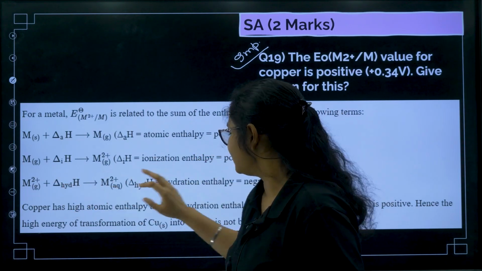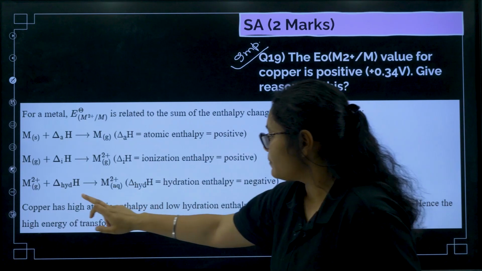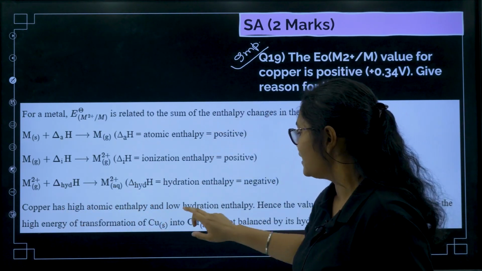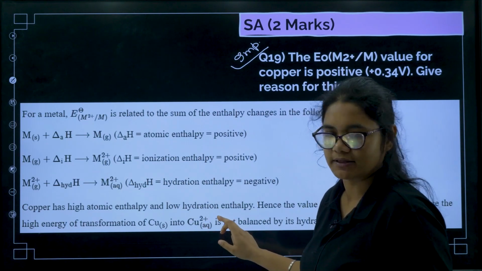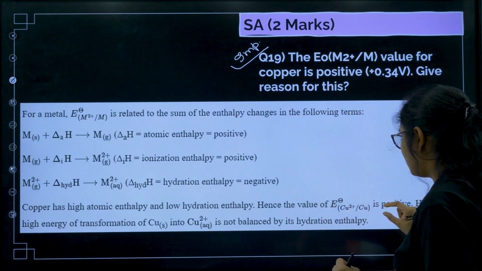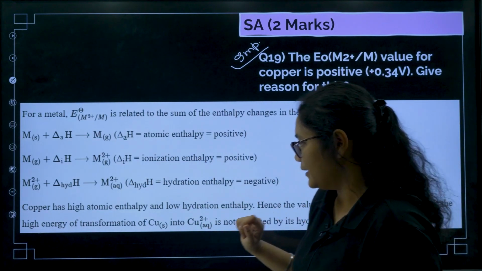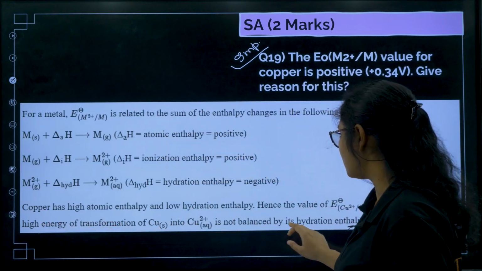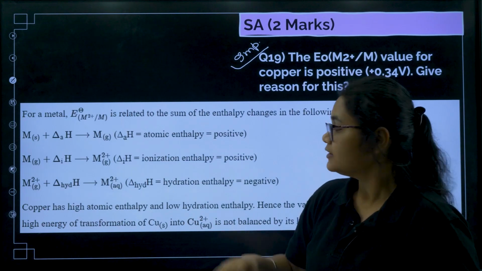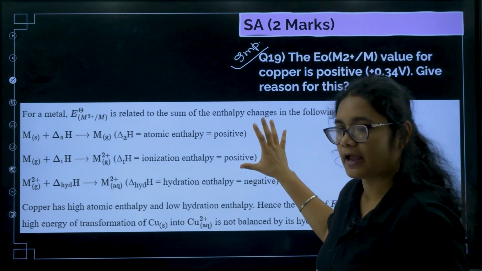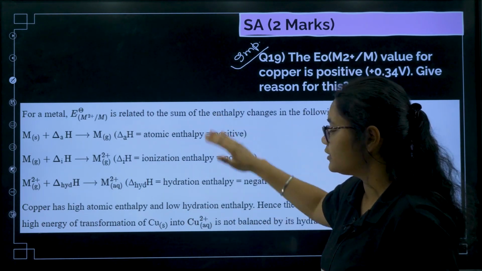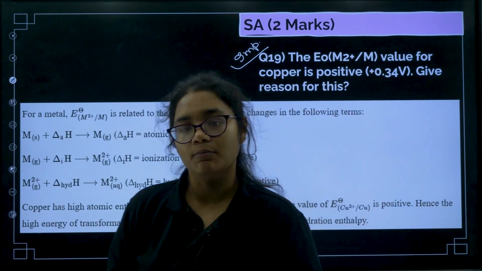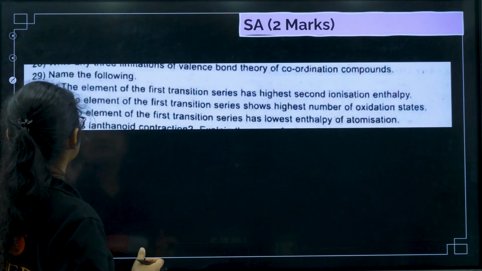Then the hydration enthalpy is a negative term. Now copper has high atomic enthalpy, this is very high, and this one is very low, low hydration enthalpy. So hence the value of E naught of copper is positive, and the high energy of transformation of Cu to Cu2 plus is not balanced by its hydration enthalpy. So the energy that is required here is very high. Okay, so that is why the overall number, when you add this plus this minus this, overall it comes out to be a positive value.